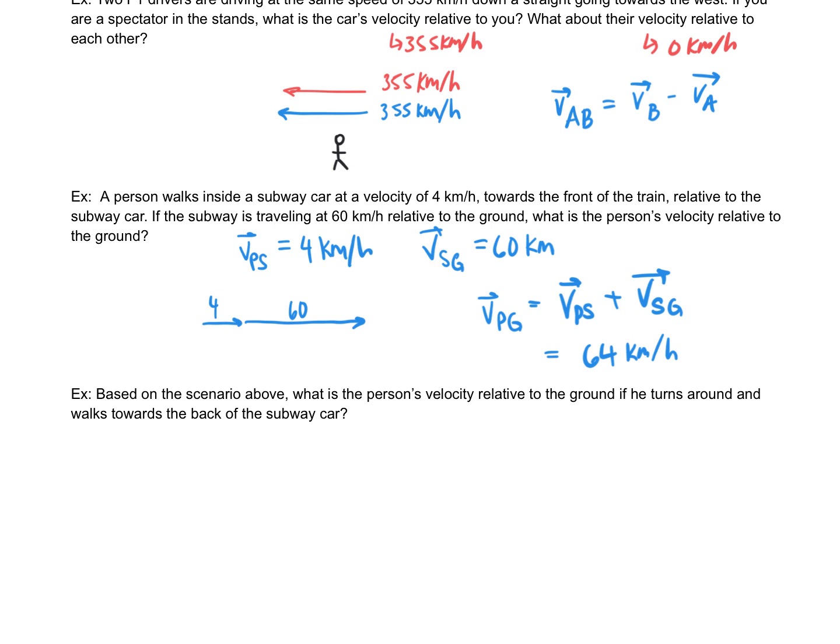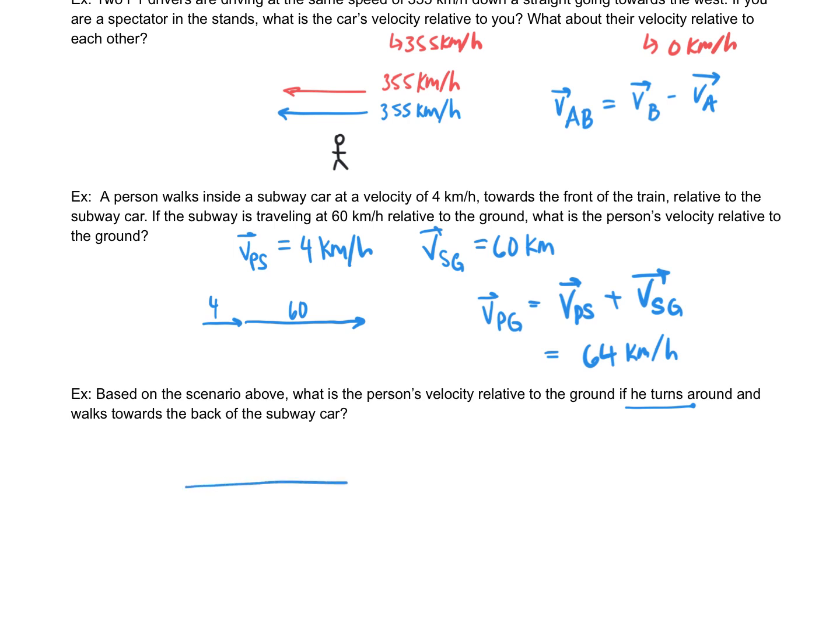So if I was standing on the edge looking at the subway car, it's going 60, the person's going 4. Together, I would see the person walking 64 kilometers per hour because those two velocities are added together. But what if the person was going in the other direction? So based on the scenario above, what is the person's velocity relative to the ground if he turns around and walks towards the back of the subway?